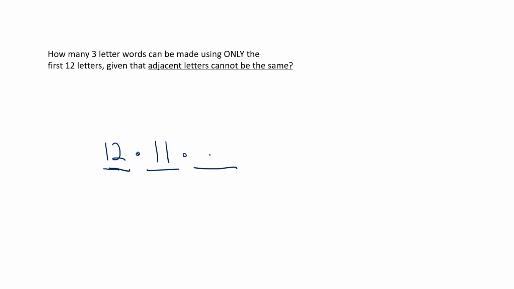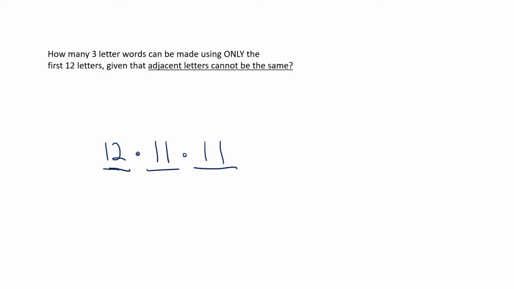For the third letter, we are choosing again based on the other two options we've already done. So it cannot be the same as the one we chose here, but it can be the same as whichever one we chose for the first one. So if we did A and B, this last one can be A again. So this also has 11 choices. And you just have to think that out.